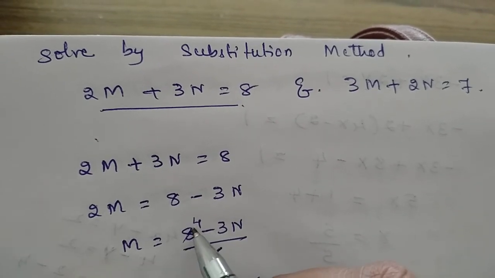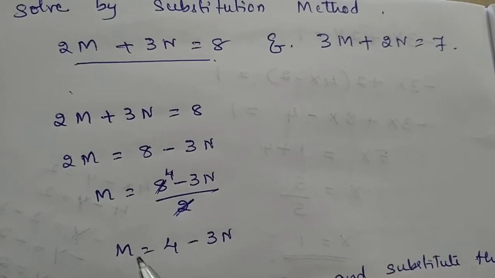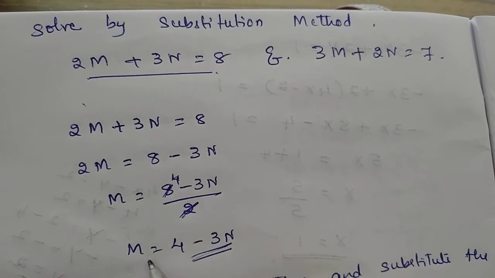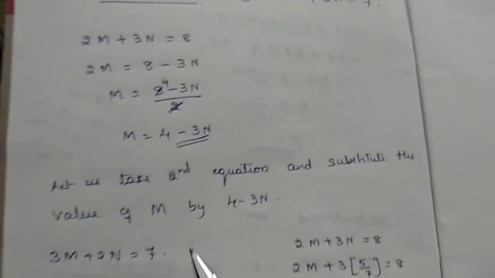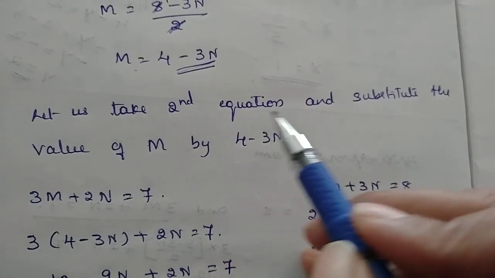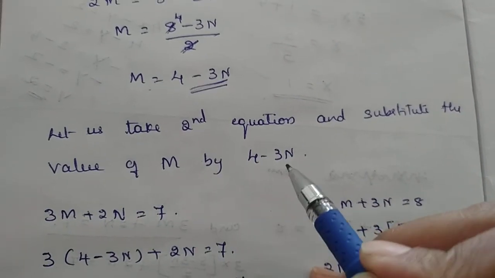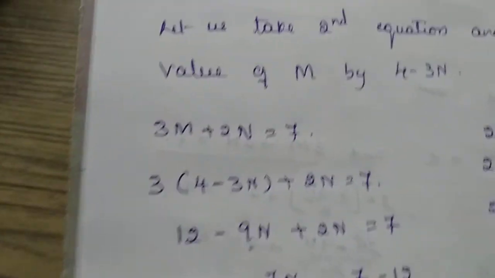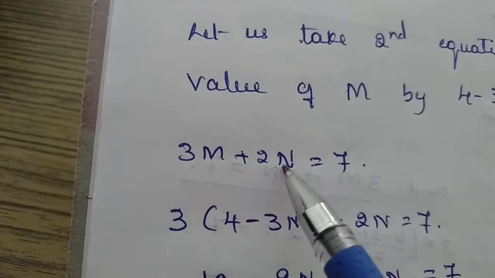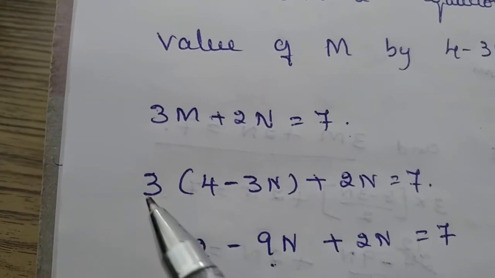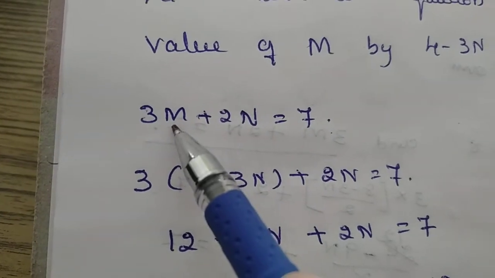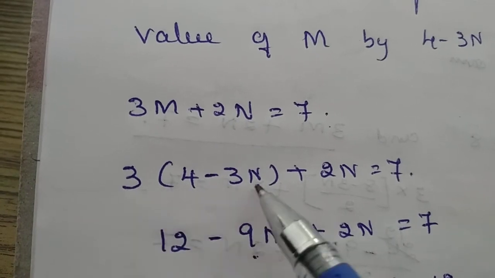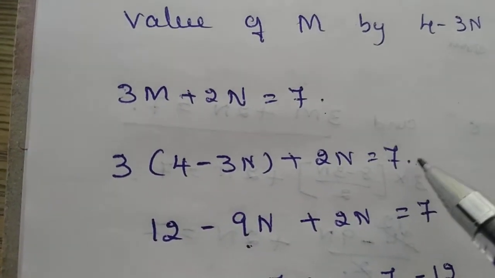2 ones are 2, 2 fours are 8. What is the value of m? m is equal to 4 minus 3n. Okay, we'll take this value of m and substitute it in the second equation. Let us take the second equation and substitute the value of m by 4 minus 3n. 3m plus 2n is equal to 7. We have substituted the value of m as 4 minus 3n. So 3 into 4 minus 3n plus 2n is equal to 7.